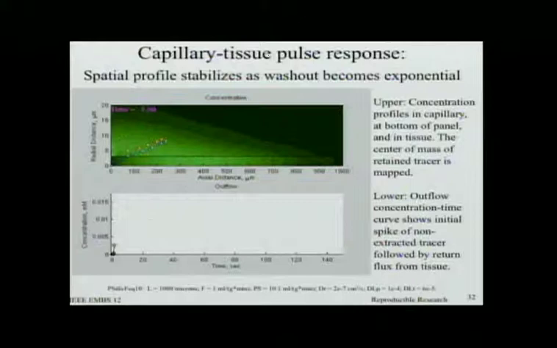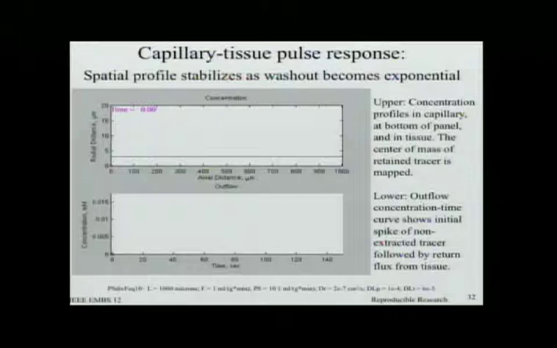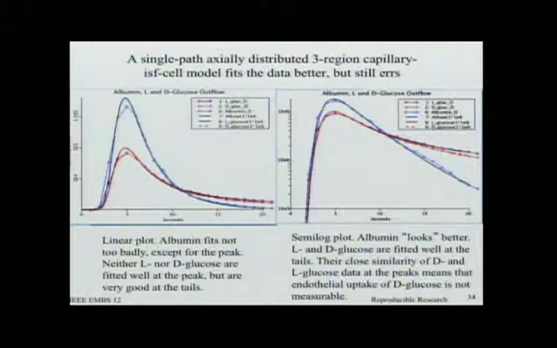Having that disbelief in it says, for these kinds of models, you need to account for the heterogeneity of concentration along the length. What that does for the model and the model solution is give a better fit to the data. It's still not there, either on the linear plot or the semi-log plot. So what else is missing?